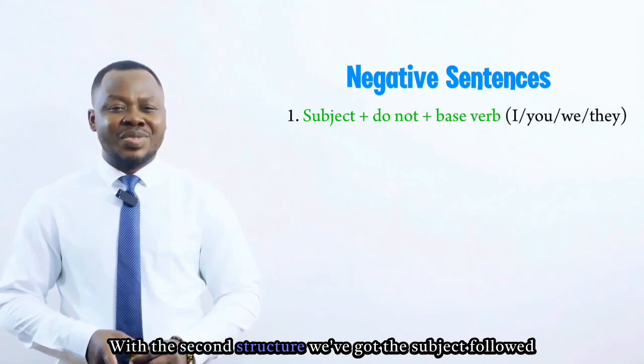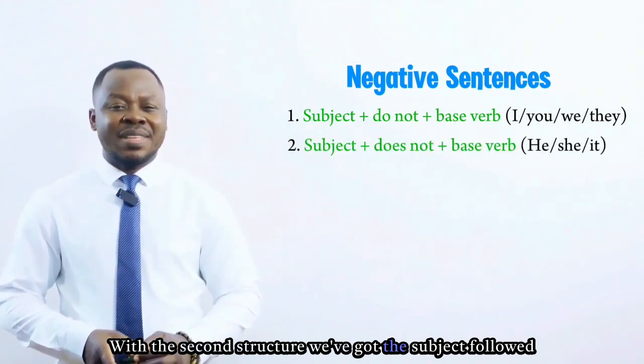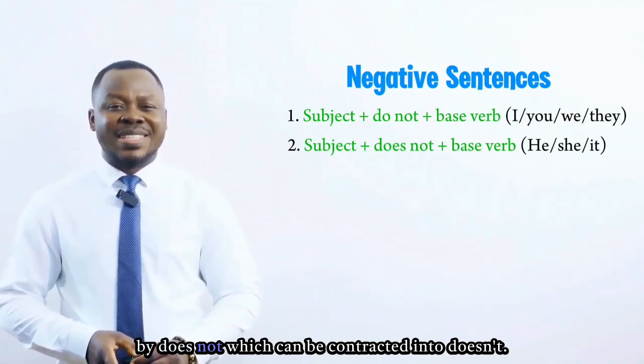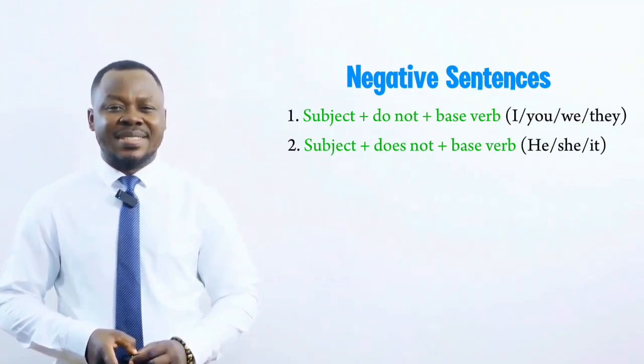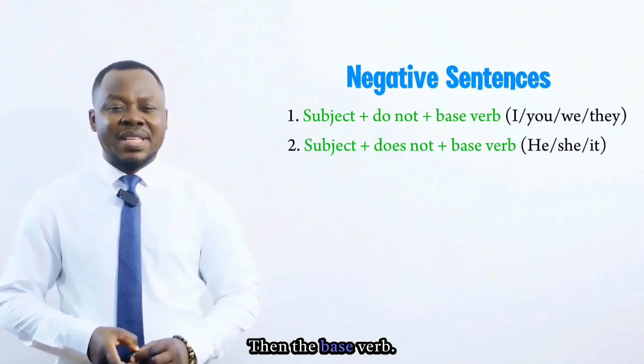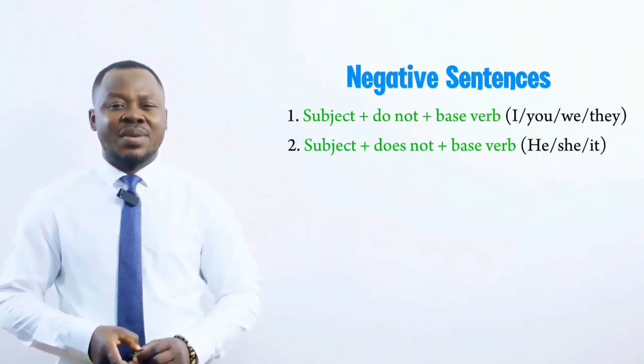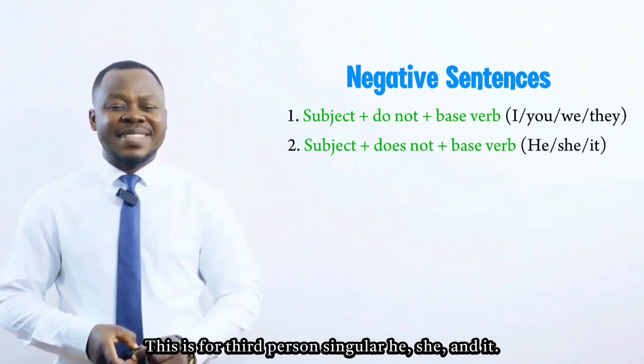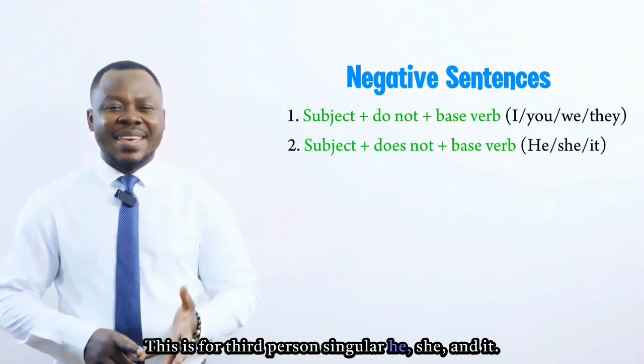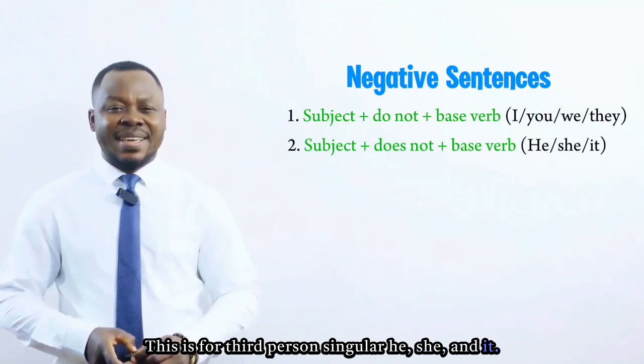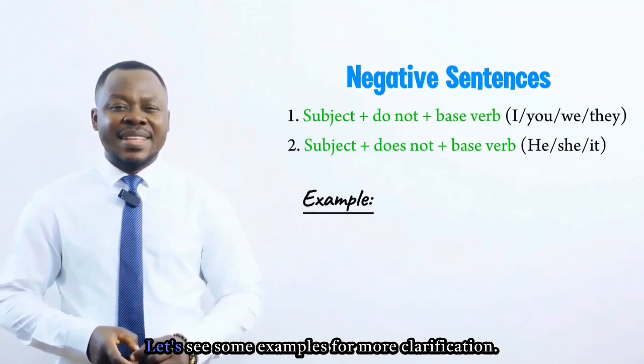With the second structure, we've got the subject, followed by does not, which can be contracted into doesn't, then the base verb. This is for third person singular: he, she, and it. Let's see some examples for more clarification.